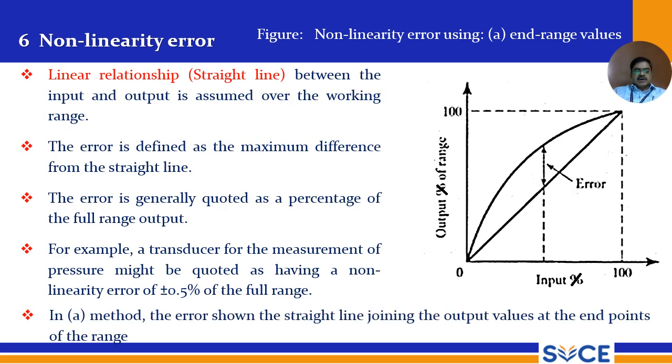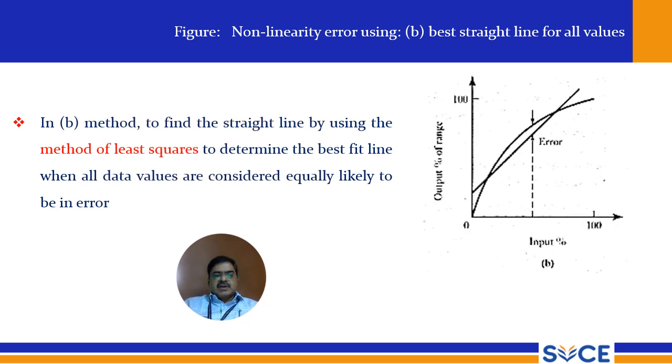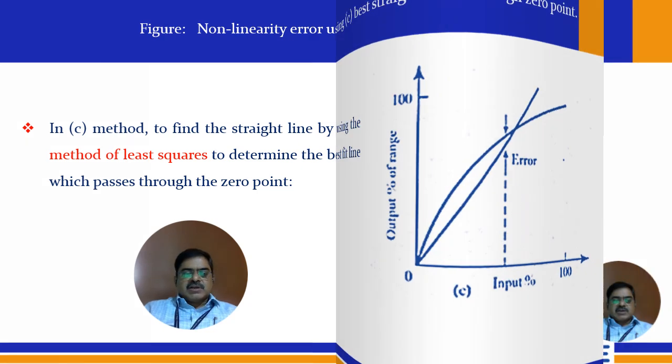Another way is nonlinearity error using the best straight line for all values. This is the best straight line drawn, the linear curve for all values. It is done by the method of least squares. And we have the best straight line through zero point. This is the third method to indicate the nonlinearity.